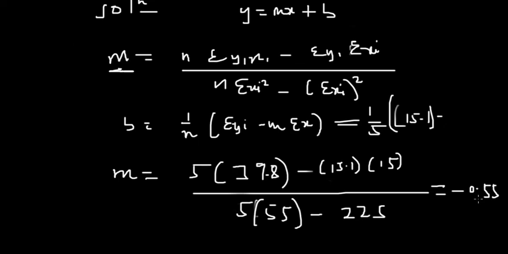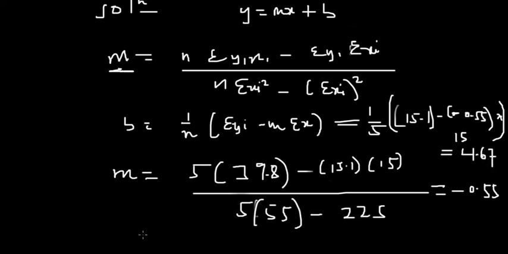your gradient, which is minus 0.55. Okay, so you have minus 0.55, and then you multiply that by the summation of x, which is 15. Okay, so you sum everything up, and then you end up with the value for b. So for the value of b, you have 4.67.